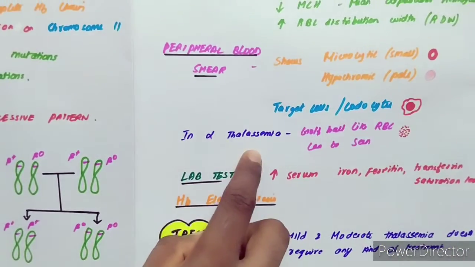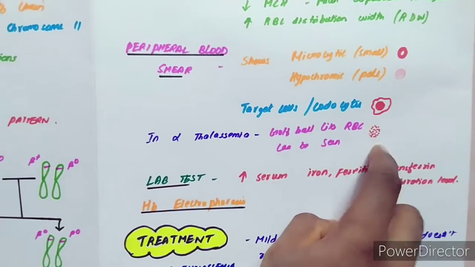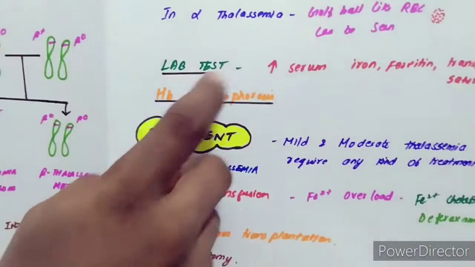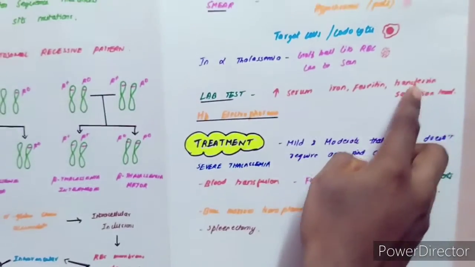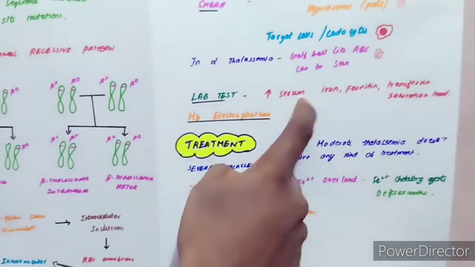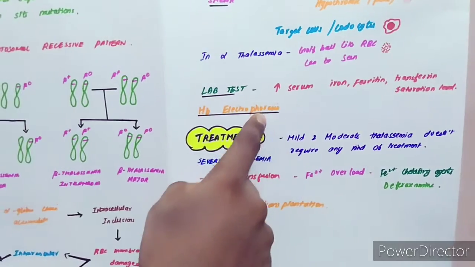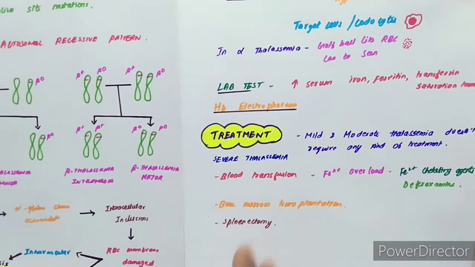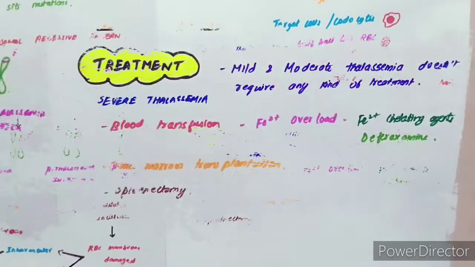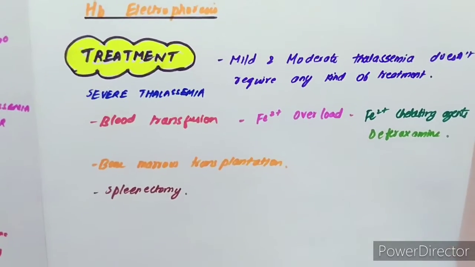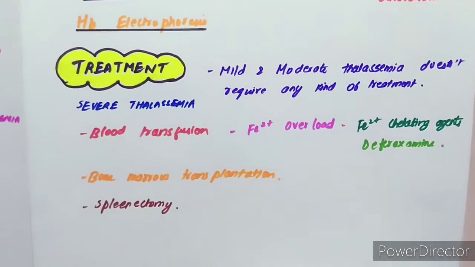Or in alpha thalassemia, golf ball-like RBC can be seen due to the accumulation of HbH in the RBC. Now, the lab tests also indicate an increase in serum iron, ferritin, and transferrin saturation levels. The confirmatory test for the diagnosis is hemoglobin electrophoresis. Here, if the electrophoresis is run based on hemoglobin weight, you can see the different bands.